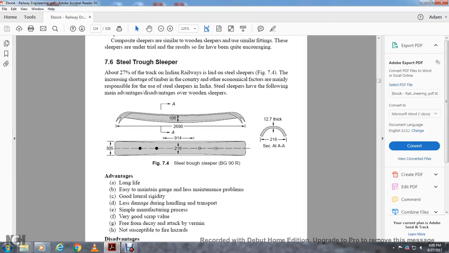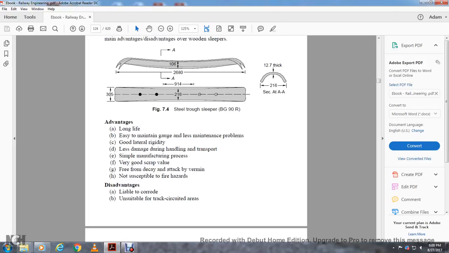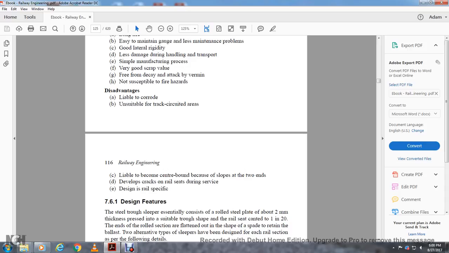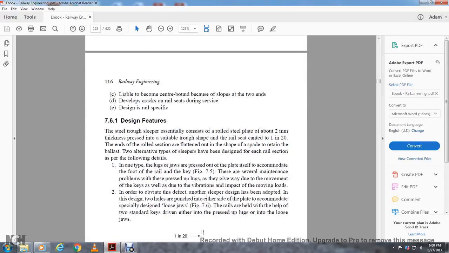The advantages are long life, easy to maintain gauge, less maintenance problems, good lateral rigidity, less damage during handling and transportation, simple manufacturing process, very good scrap value, free of decay and attack by vermin, and not susceptible to fire hazards. The disadvantages are that they are liable to corrode, unsuitable for track-circuited areas, liable to become center bound because of the slope of the two ends, and develop cracks on the rail seats during service. The design is rail specific.